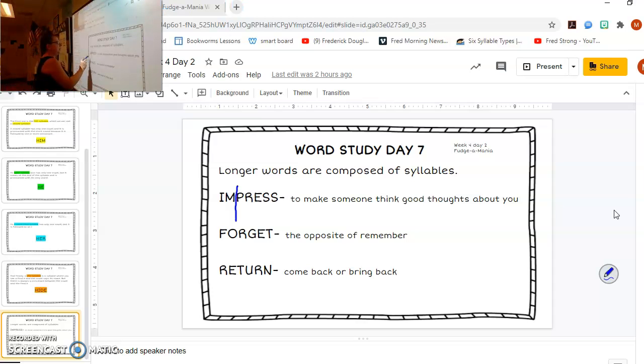So impress. I need to mark the vowels. So I and E are the vowels. Because that vowel is closed with that consonant, that will be a closed syllable. And press, you see I have a consonant, vowel, consonant, consonant. So that one will be CVCC. If I want to add suffixes, ing and ed, I'm just going to say impressed in the past tense and in the present tense, impressing.